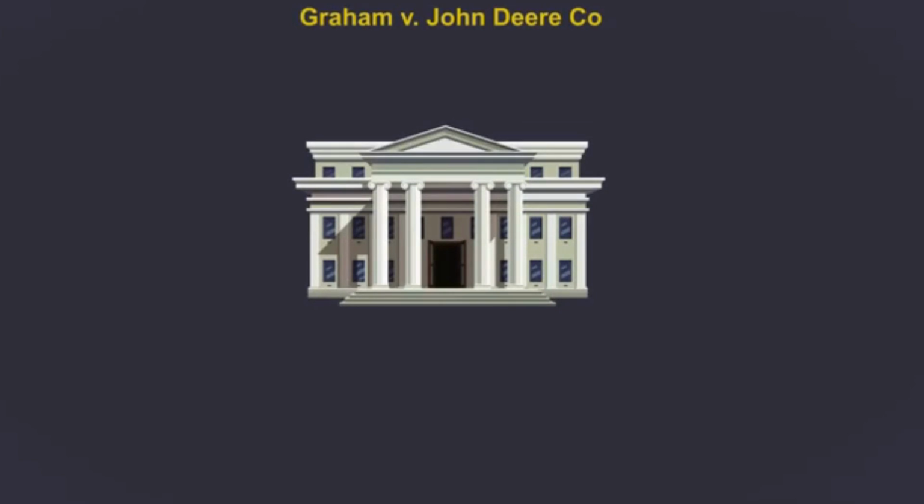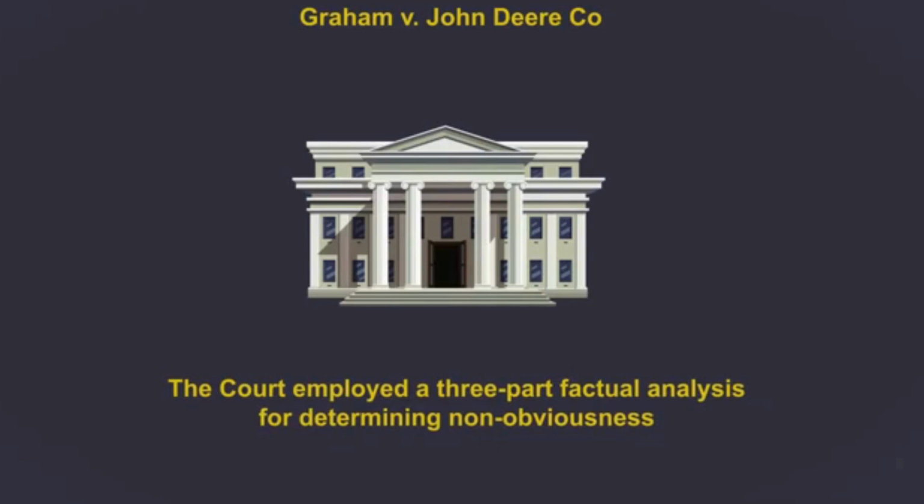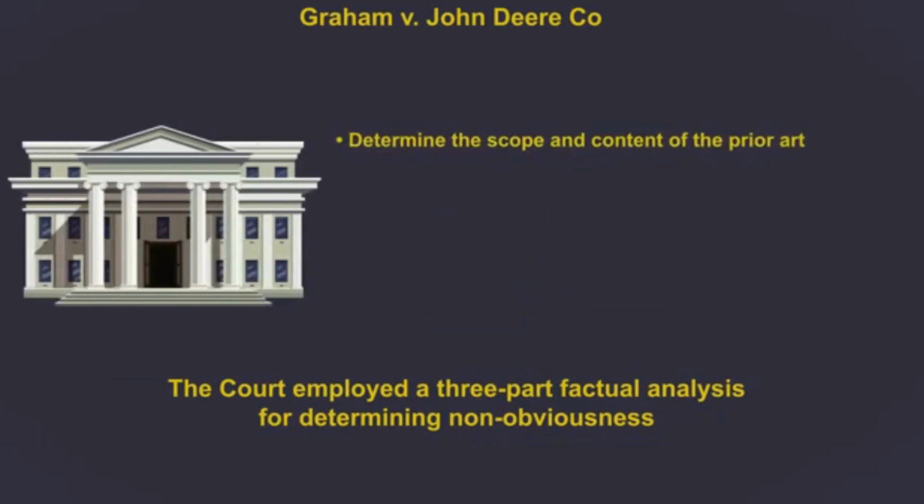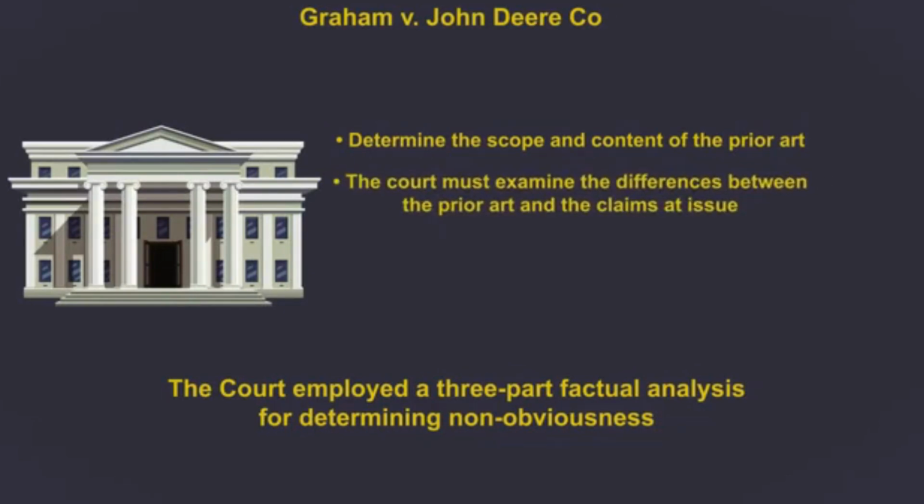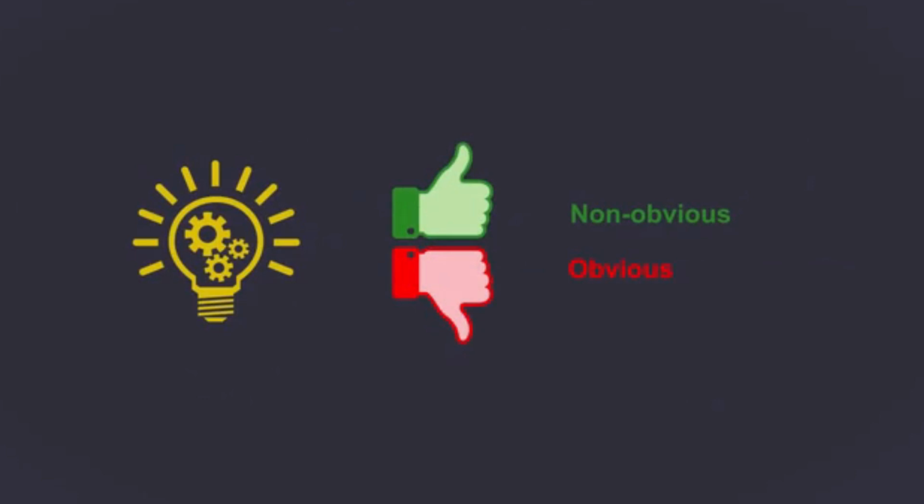In Graham v. John Deere Company, a 1966 United States Supreme Court case, the court approached non-obviousness. The court employed a three-part factual analysis for determining non-obviousness. The first inquiry is to determine the scope and content of the prior art. Second, the court must examine the differences between the prior art and the claims at issue. The third step is to analyze the level of ordinary skill in the pertinent art. Once these factors are analyzed, a court will determine whether an invention is non-obvious.